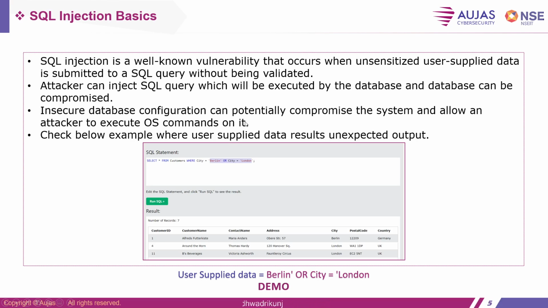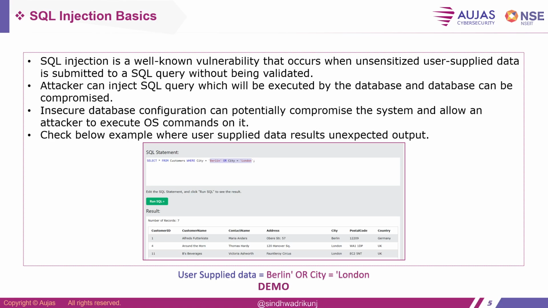An insecure database configuration can potentially compromise the system and allow an attacker to execute OS commands as well. So it is even possible to execute OS commands when it is not configured well. In some cases, this is even possible. Check the example below where user-supplied data results in unexpected output. So let's get a quick demo of this injection to get more hands-on.